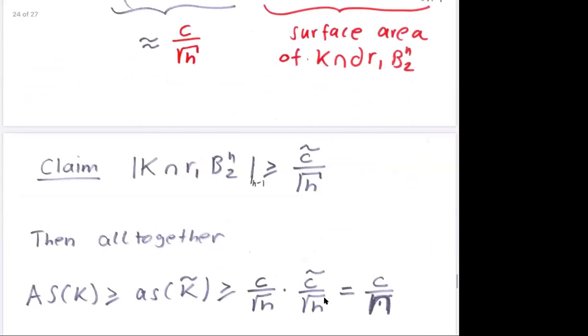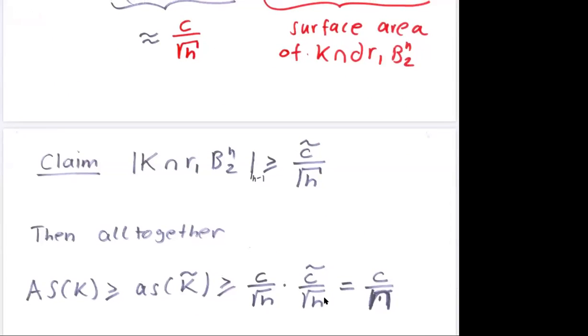And if we have this claim, then actually our maximal affine surface area, which is bigger or equal than the affine surface area of K twiddle, will be bigger or equal than this first C over root n times C twiddle over root n, which is C over n, which I wanted to give you as a lower estimate because I didn't want to strive for the best exponent, which is 5 over 6.